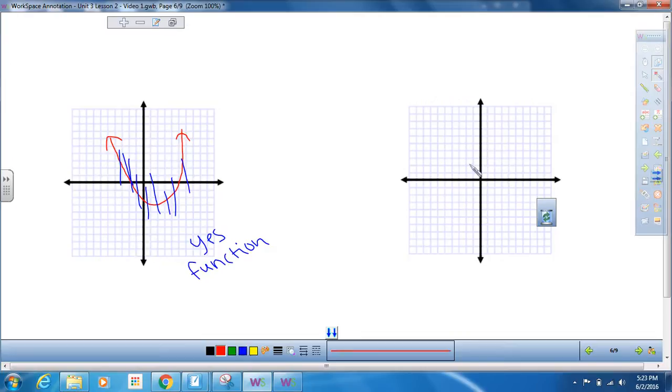Okay, let's say I have the graph of a circle. I know that's not a very good drawing. If I draw vertical lines through the circle, most of the time it's going to go through 2 times. And it can't go through more than once, so this is not a function.